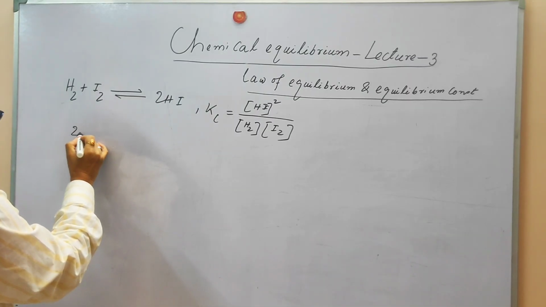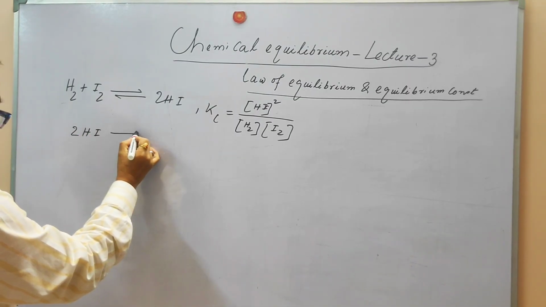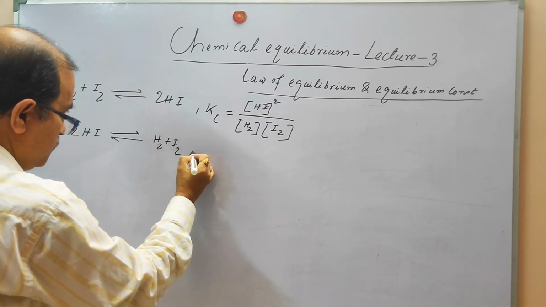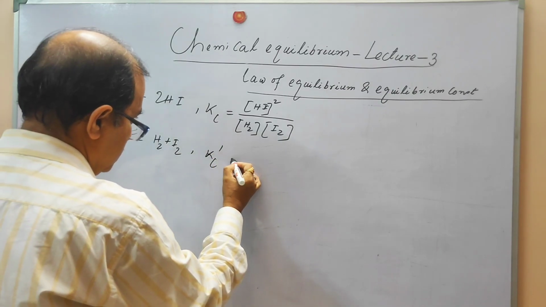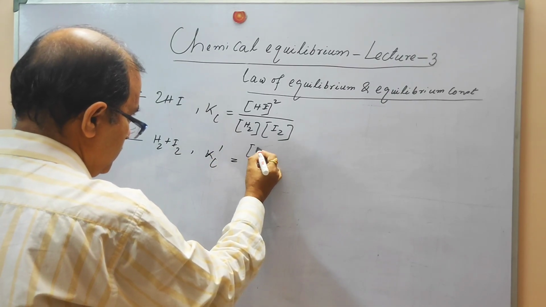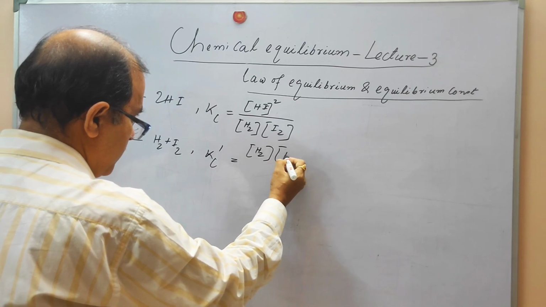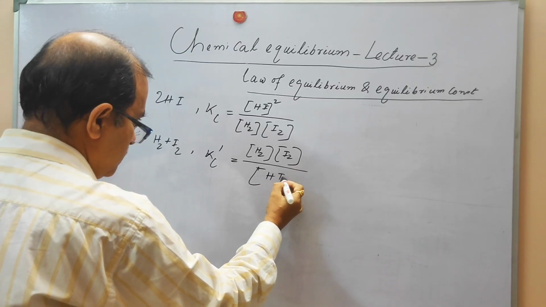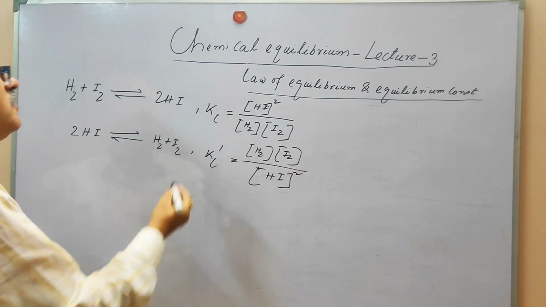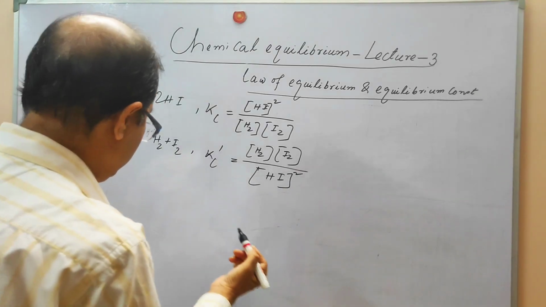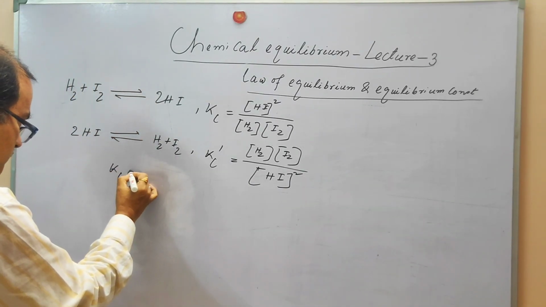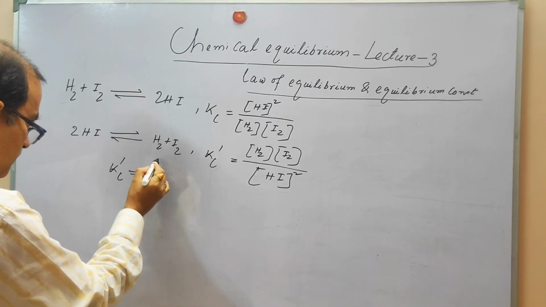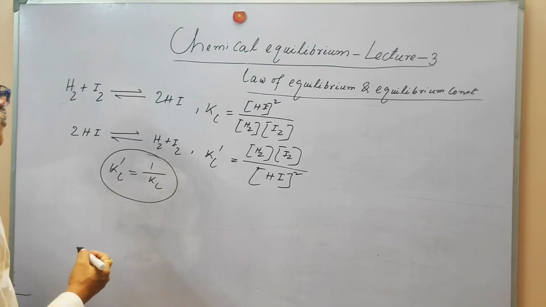Suppose, what will be the equilibrium constant for this reverse reaction? Suppose this is Kc dash. In this reverse reaction, the products will be H2 and I2 and the reactant will be HI. So you can see the relation between these two: Kc dash is 1 by Kc. So you can see here the equilibrium constant.